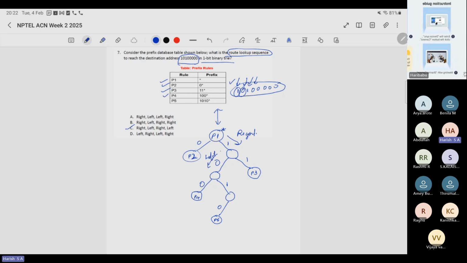Yeah, correct. You're also right, Haribabu. And then once again I'm seeing a one, so I'm moving right. Then once again I'm seeing a zero, and then I'm moving left. So right, left, right, left. That's it. It's as simple as that.